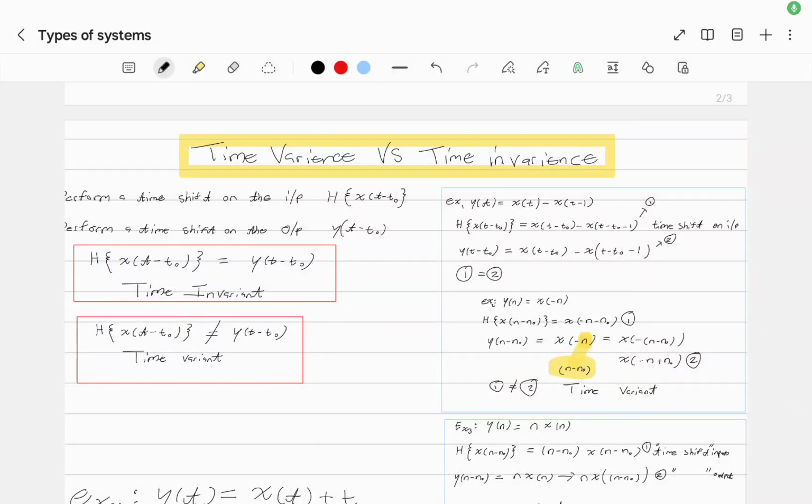I accidentally deleted the first part of the recording permanently before uploading it to YouTube, so I'm going to go over time variance versus time invariance part 1 again.